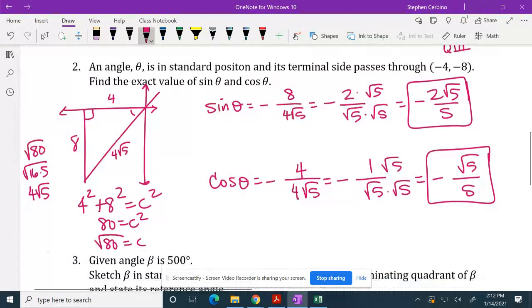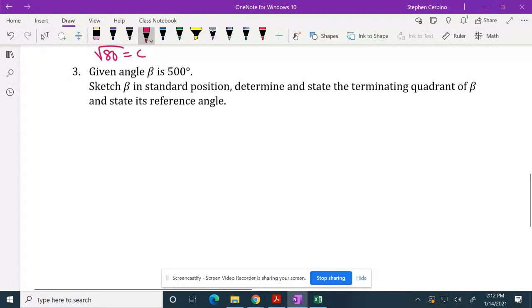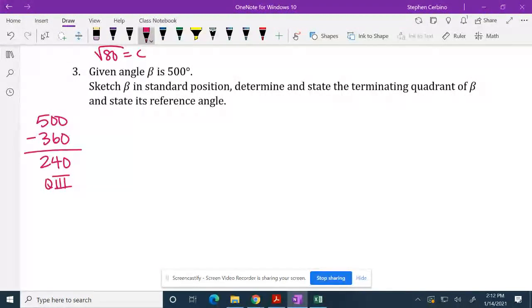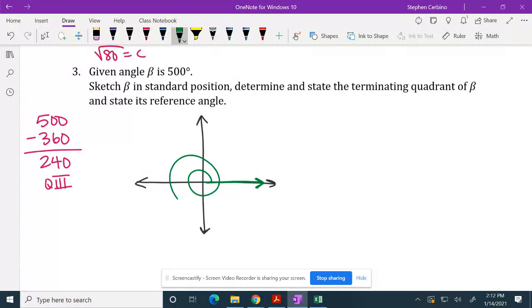Number 3 was a sketching of an angle question. So 500 degrees. Before I really do anything, I need to figure out where does 500 terminate. It's way too big. So I get 240, which is a quadrant 3 terminating angle. So if I make my x and y axis here, I know the initial ray is going to start here, and this is going to turn around once because I subtracted out 360 one time, and then go 240 more, so it's going to terminate somewhere in quadrant 3.